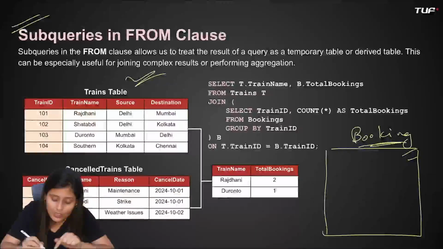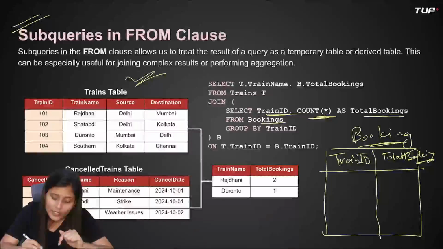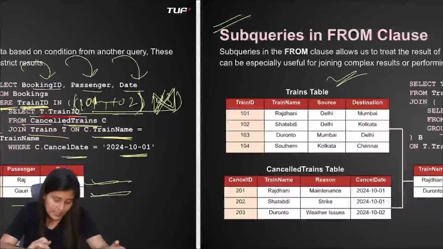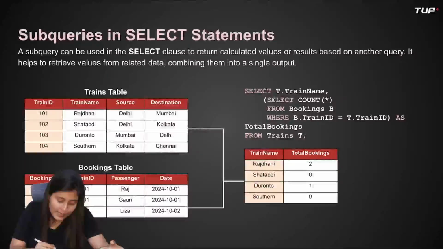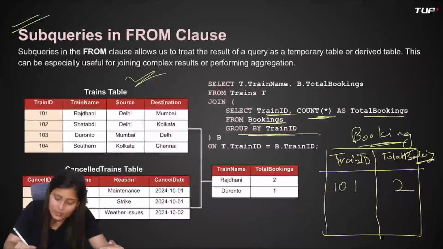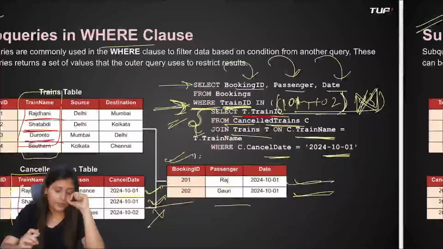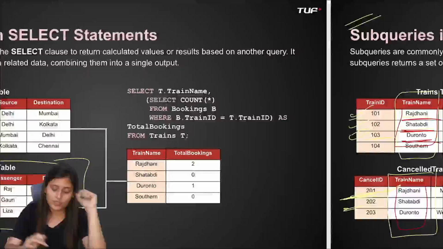Let's suppose the bookings table had some columns, but now you want only train ID, so the new bookings table will have the train ID column and count of all as total bookings. You want to give that name, total bookings. So these will be the two columns for the new bookings table. Now, from bookings you select, group by train ID. Let's take the example from the bookings table. Group by train ID. 101 appears 2 times, so the count will be 2. 101 train ID count will be 2 and 103 train ID count will be 1. So this is the new bookings table you have generated from the original bookings table.